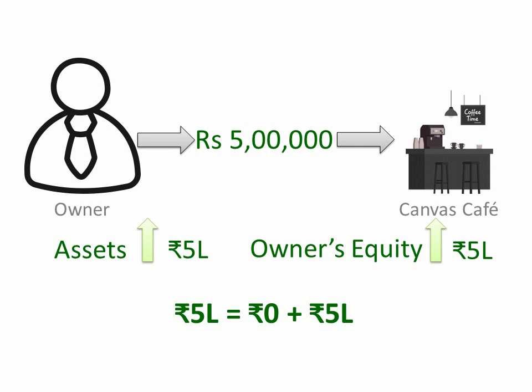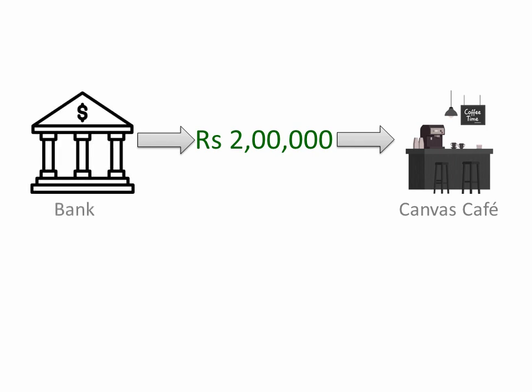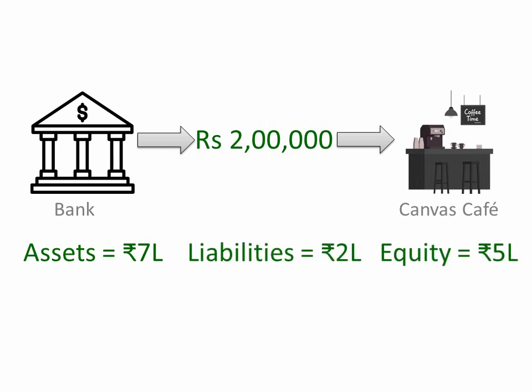So the business borrows another 2 lakh from the bank. What happens now? The business receives 2 lakh cash. So the assets increase from 5 lakh to 7 lakh. But the business now owes 2 lakh to the bank. That's a liability. So our equation becomes 7 lakh is equal to 2 lakh plus 5 lakh. Still balanced.